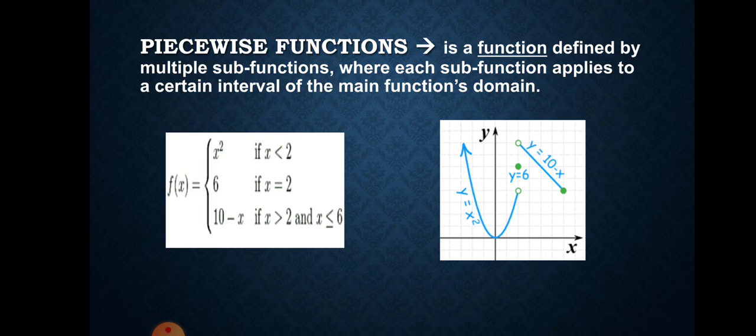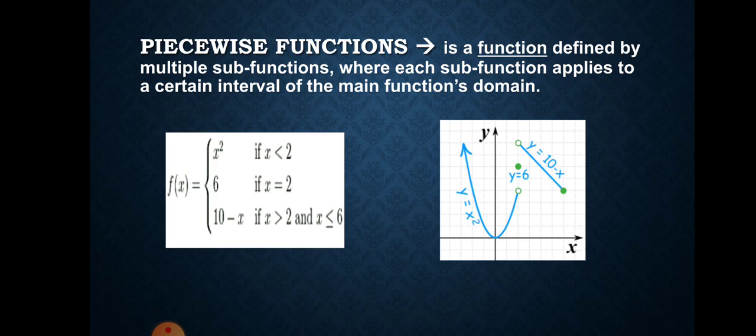Meron po dyang x squared, 6, at 10 minus x. Sa x squared po, ang condition po natin, if x is less than 2. Ibig sabihin, those numbers na less than 2, dapat po siyang i-square kasi ang function po natin ay x squared. So what are the numbers less than 2? Those are 1, 0, and negative integers. So halimbawa, kung ang x na yan ay pinalitan mo ng negative 2 and then we are going to square it, that will be positive 4.